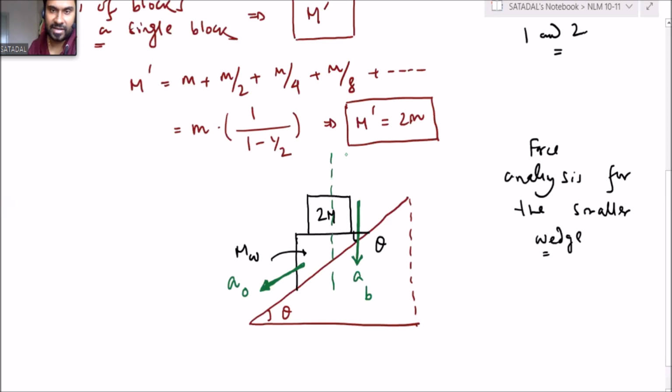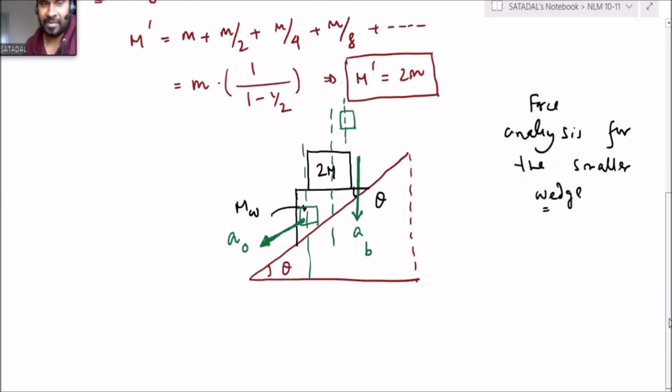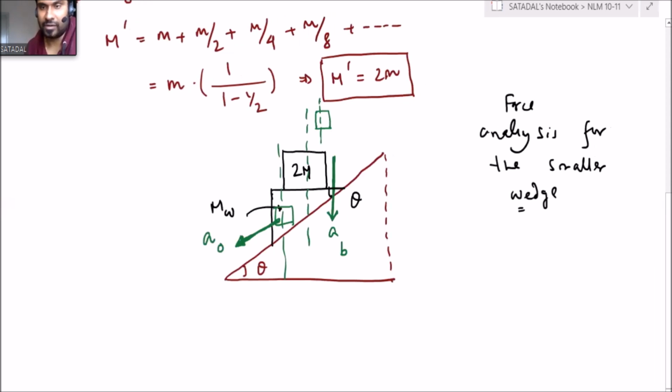Try to understand. Before some time, the block is here. After that time, it is here. After some more time, the block will be here. So it is moving along Y, no? Correct? Understood? So now let me write the force equation for the wedge.